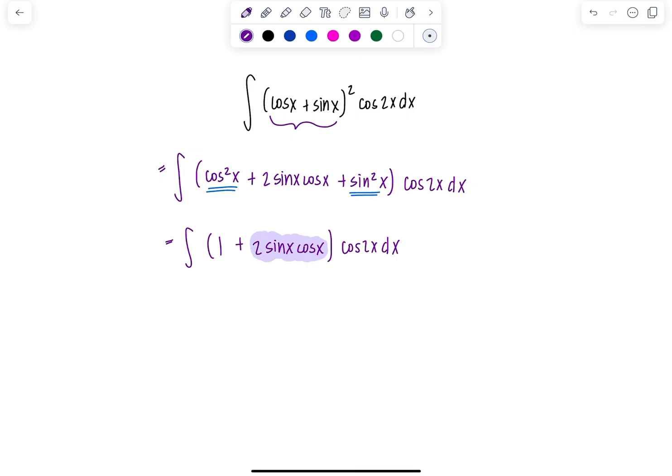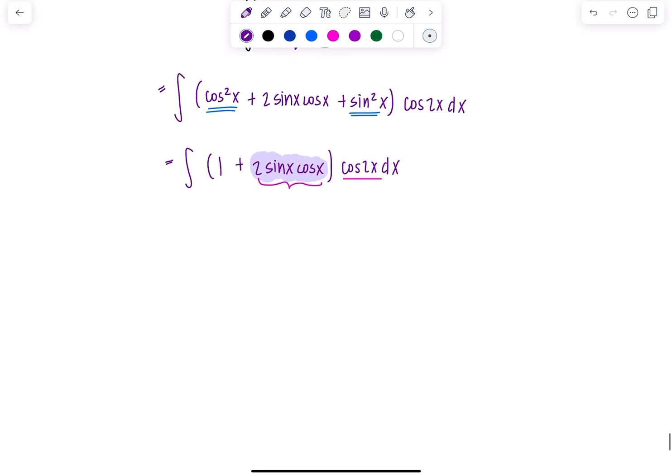Yes, correct. And then since I already have a cosine double angle, I'm thinking, let me replace this with sine 2x instead of trying to switch out cosine 2x. Do you see what I mean? Let's keep everybody in 2x land. Let's make that the argument of the day. So we have 1 plus sine 2x times cosine 2x dx.